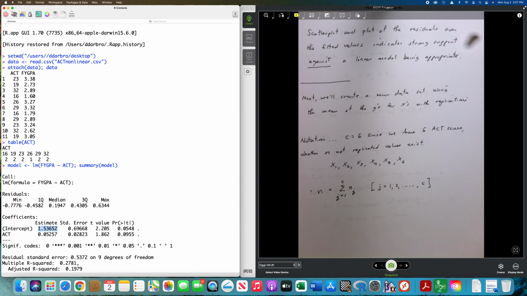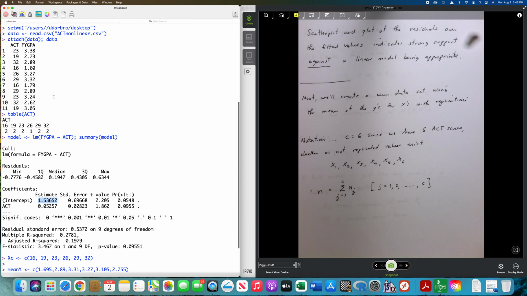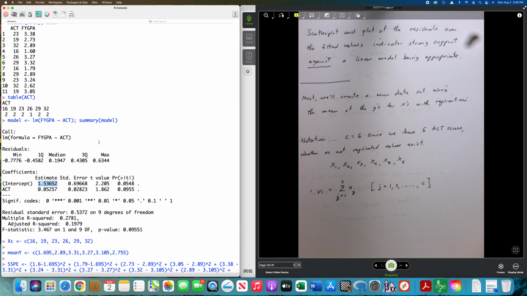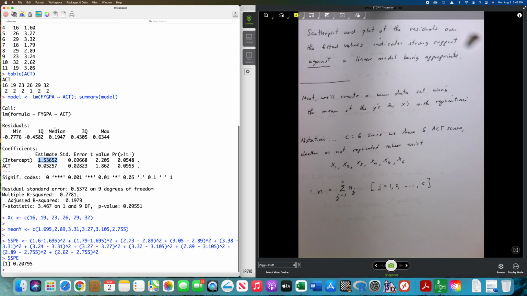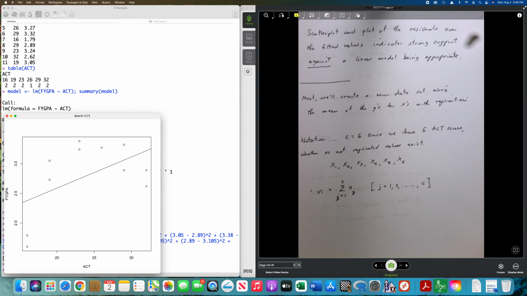Now, let's dive into the relationship between ACT and first year GPA. The first thing I probably want to do is look at a scatter plot of ACT and first year GPA, and I'm going to include the regression model. So you can tell that we don't have a linear function. A linear model does not fit our data well by eyeballing it.